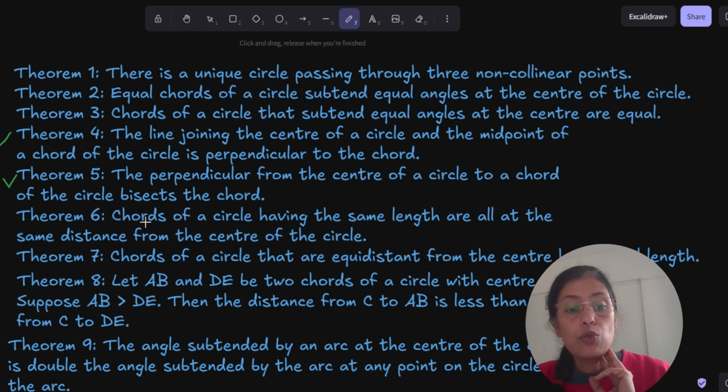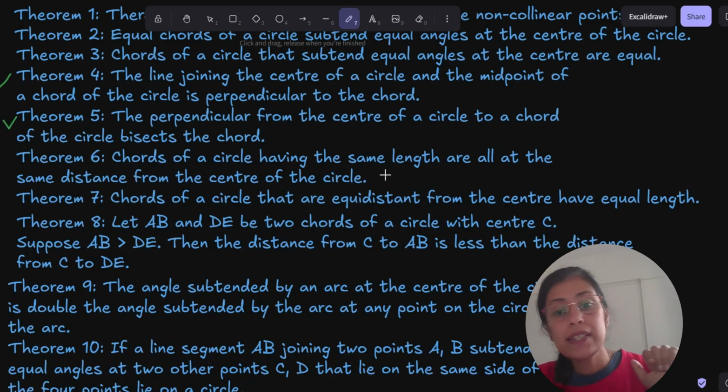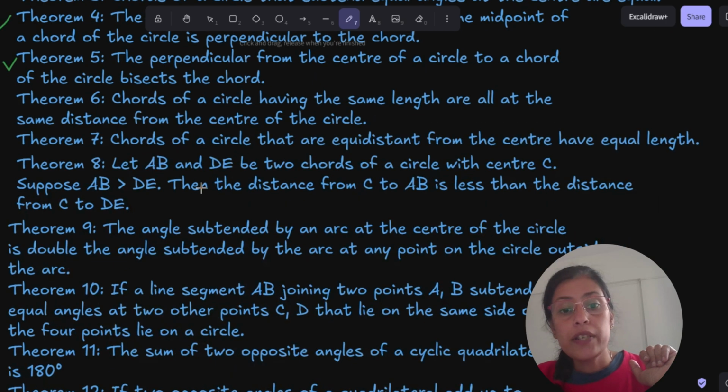So this is also a very important theorem. Now, chords of a circle having the same length are at the same distance from the center of the circle. And chords which are equidistant from the center have equal length. So these two are converse of each other. If you remember one, you can automatically make out the other.